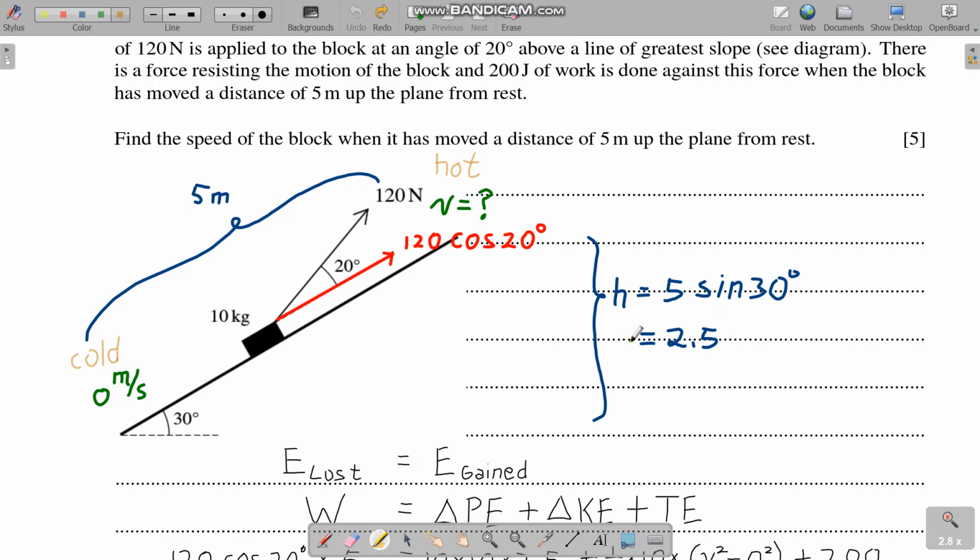Because of the resistance, it basically means we have friction. When it's moving, at first it is colder, and in the end it is hotter. So just think of friction as something rubbing, so it's going to be warmer.